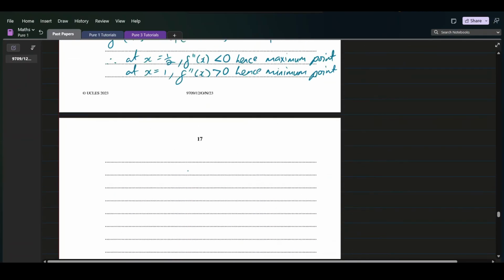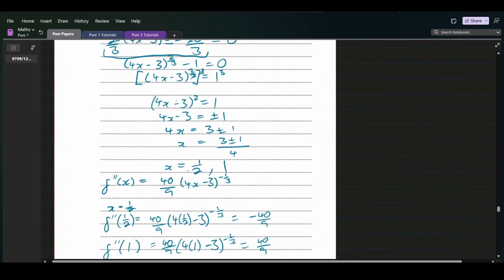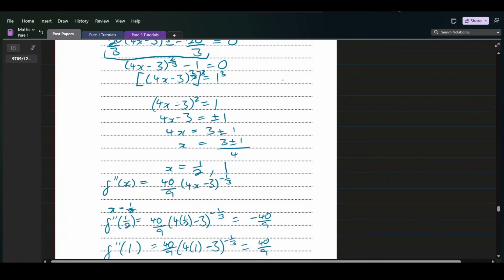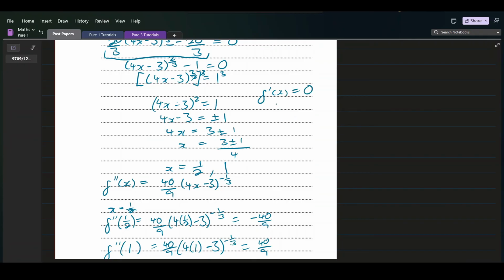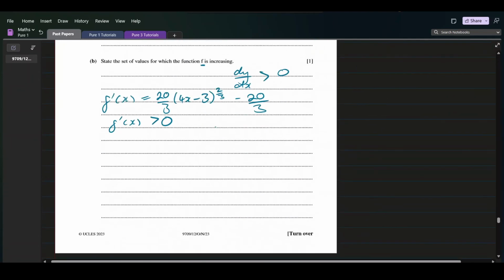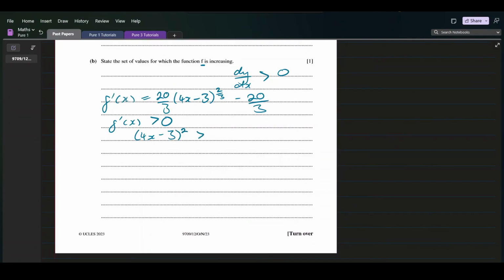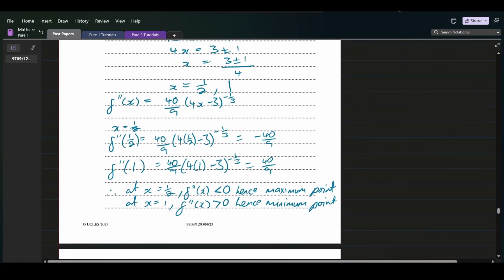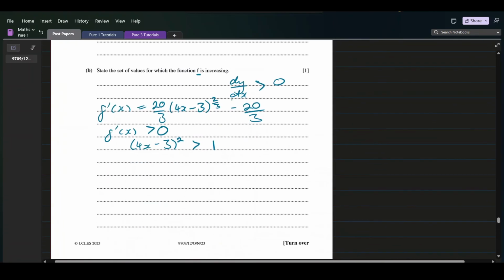Instead of solving the whole thing, I'll just go back. There's a point when we were solving f prime of x is equal to 0, and we were finding our stationary points. Now we're just simply solving f prime of x is greater than 0. So we can come to this point over here, and we're only going to replace this equal sign with the greater than sign. So what we have is (4x minus 3) squared is greater than, was it 1? Yes, it was 1. So it's greater than 1.